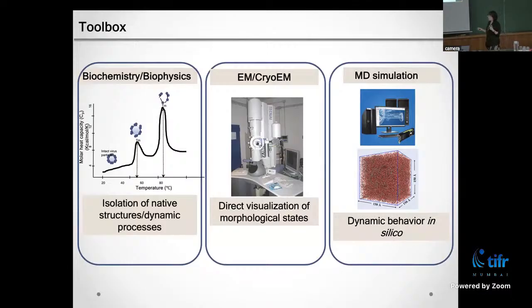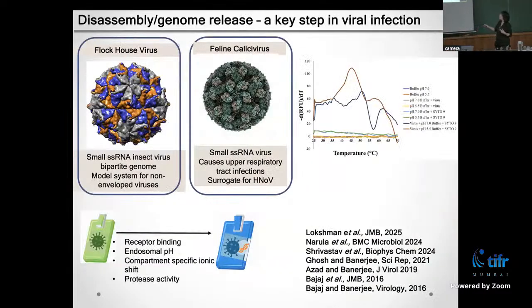So we utilized DSC, and we were working on this virus called flockhouse virus, which is an insect virus, and it's kind of like a model system for studying non-enveloped viruses. So we just subjected this to DSC, and what we found is that essentially there are two peaks in the DSC, which correspond to endothermic events. So there are two steps in which the virus appears to undergo significant conformational alteration.